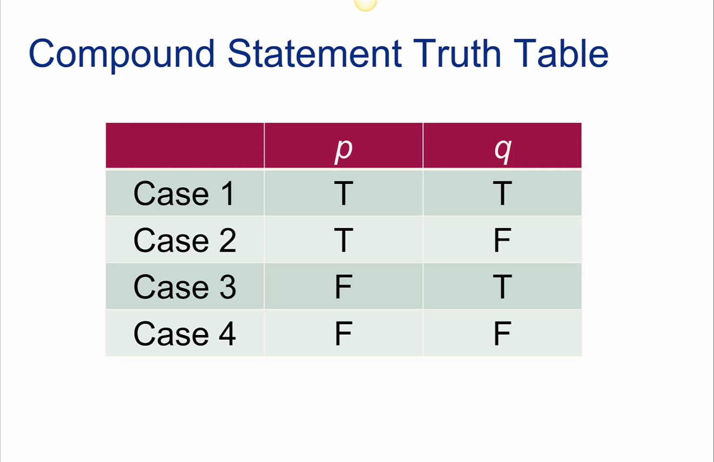When we're working with two simple statements, P and Q, there are four cases that are listed here. P and Q can both be true. P can be true, Q can be false. P can be false, Q can be true, or both simple statements can be false.